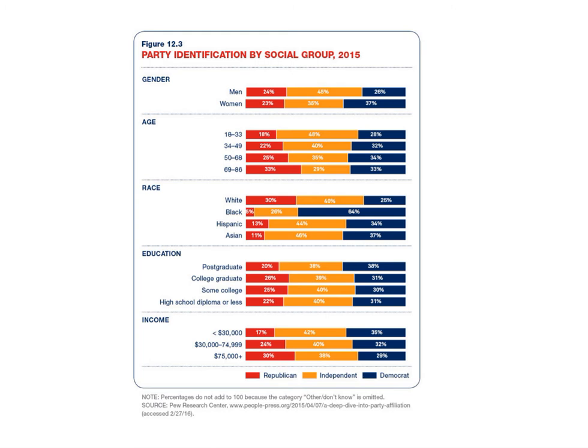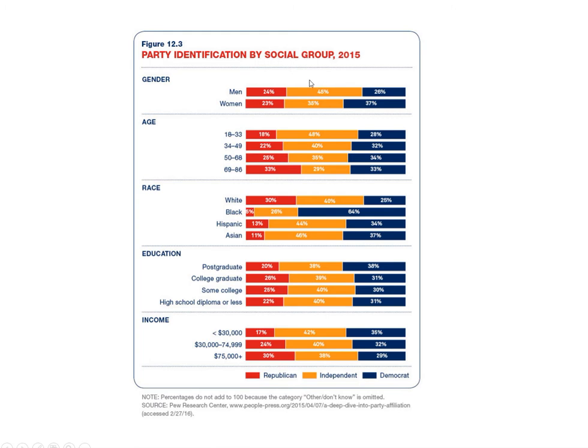What's the party identification according to social group? And so what I want you to do is to keep your eye on this middle bar. You'll notice that the middle bar is independents, the red bar are Republicans, and the blue bar are Democrats. And this is as of February 2016. So within the last year, what are these party identification numbers? Again, from the Pew Research Center.